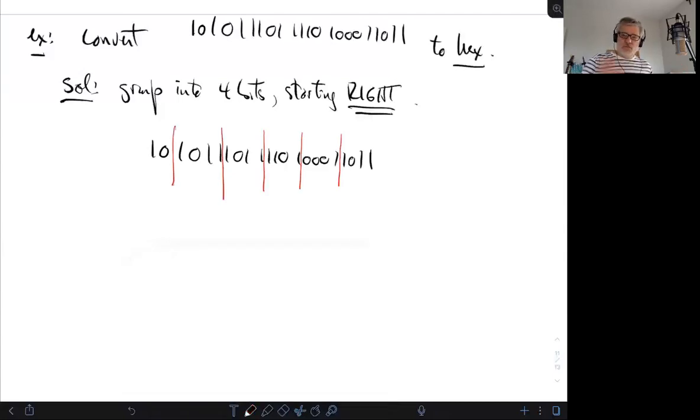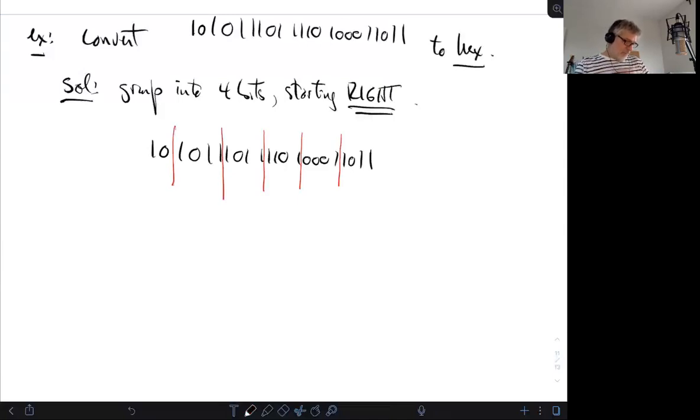Okay, so you chop it up into 4 bits starting on the right. If you don't have enough bits at the beginning, that's not a problem. But you see that if you start on the left, it messes everything up. It has to be starting on the right. This is important.